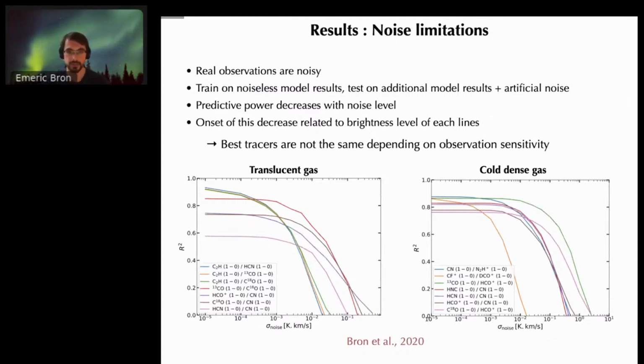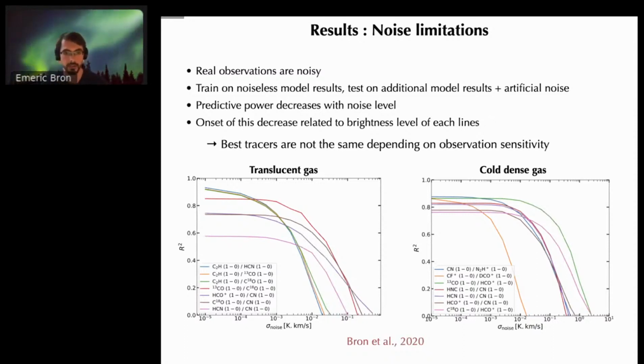The last thing we wanted to study is the effect of noise, because of course our model grid didn't include noise, and some of the lines might be very good predictors, but might not be observable because they might be below the sensitivity limits of observation.